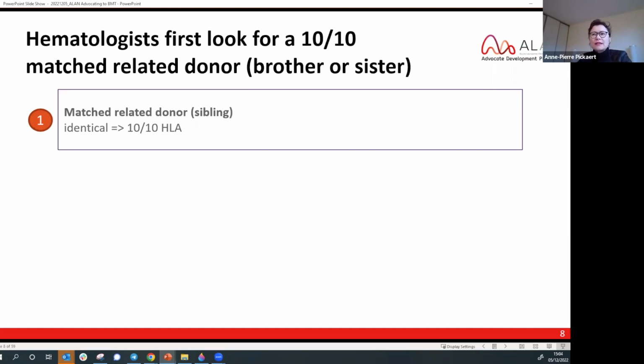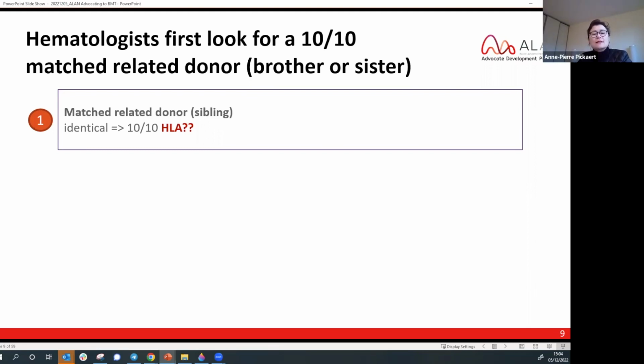We can run through this. If there's an indication for bone marrow transplant, which is set by a hematologist, then they start to look for a match. So a 10 out of 10 match related donor. That's a brother or sister. That's the initial step that you do. So you look for an identical 10 out of 10 HLA. But then you might think, what is an HLA?